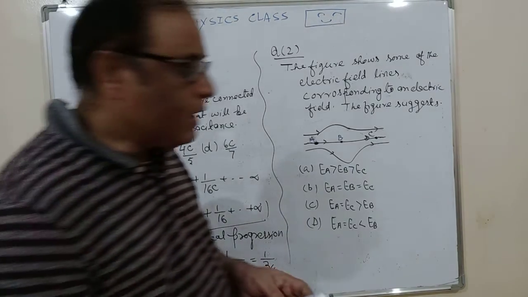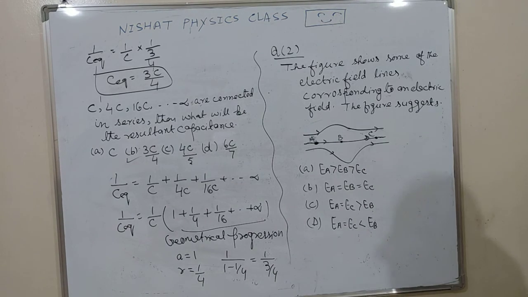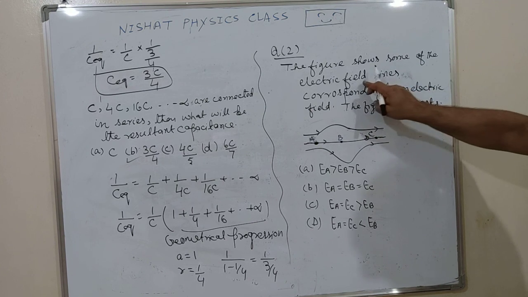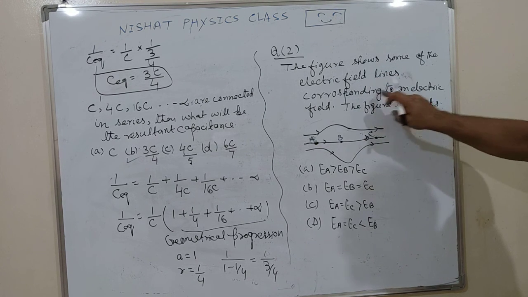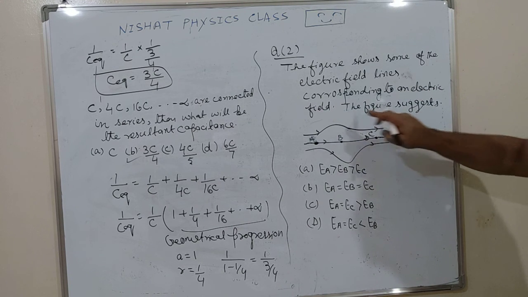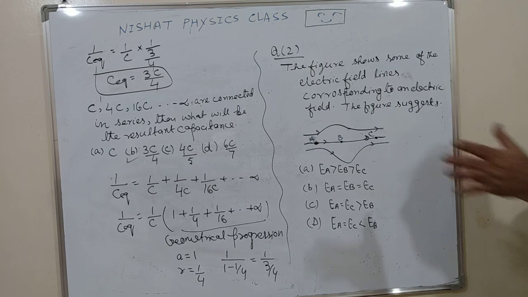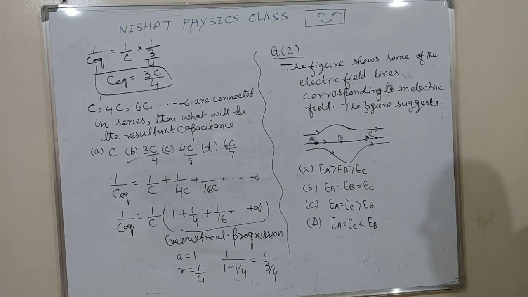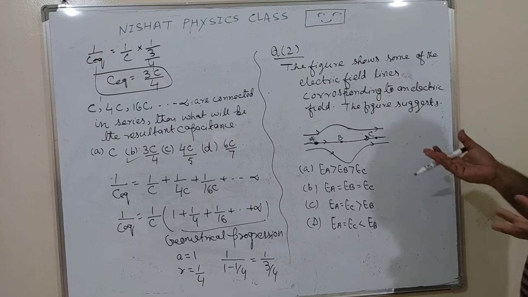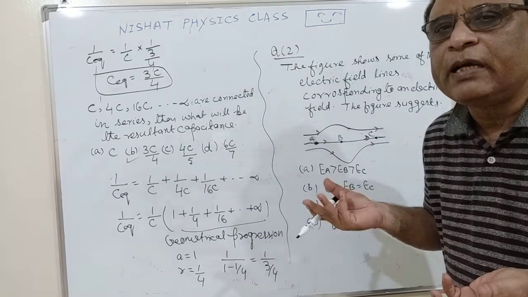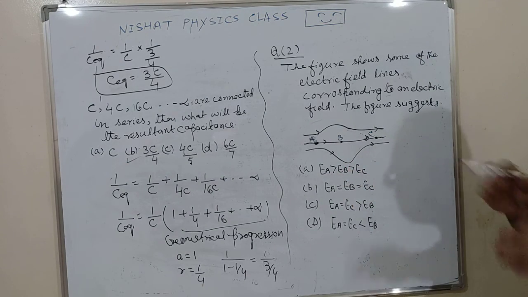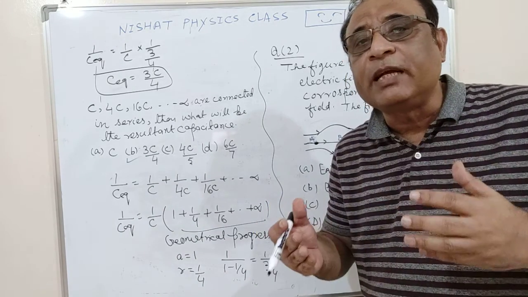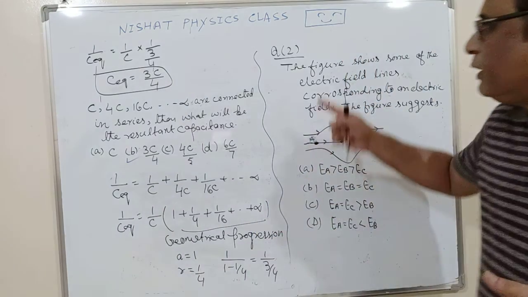Okay students, I am coming to the second question. The figure shows some of the electric field lines corresponding to an electric field. The figure suggests, this is the diagram of electric lines of force, and there are some options. You can easily get the concept and write the answer, but I am going to do it by explanation. With the help of this concept, you can solve more questions, not only question number 2.